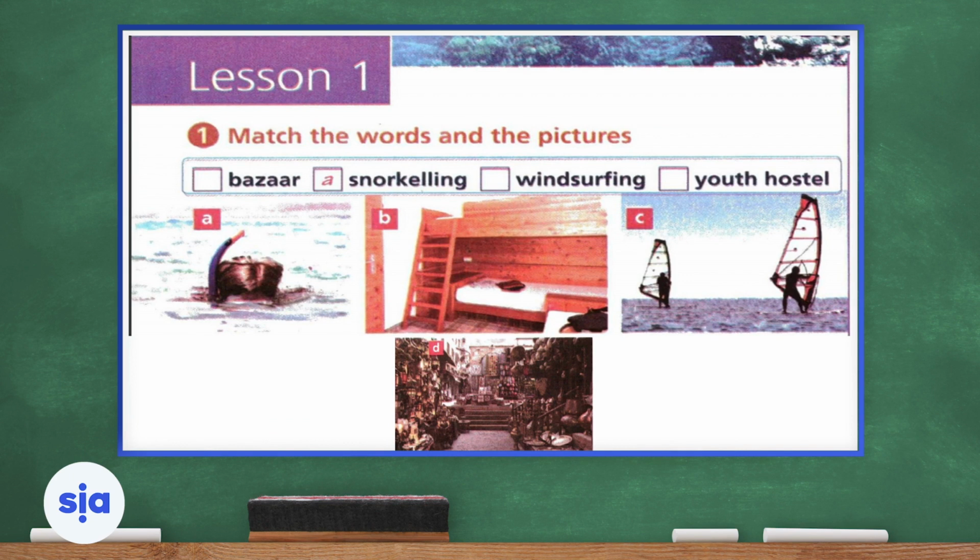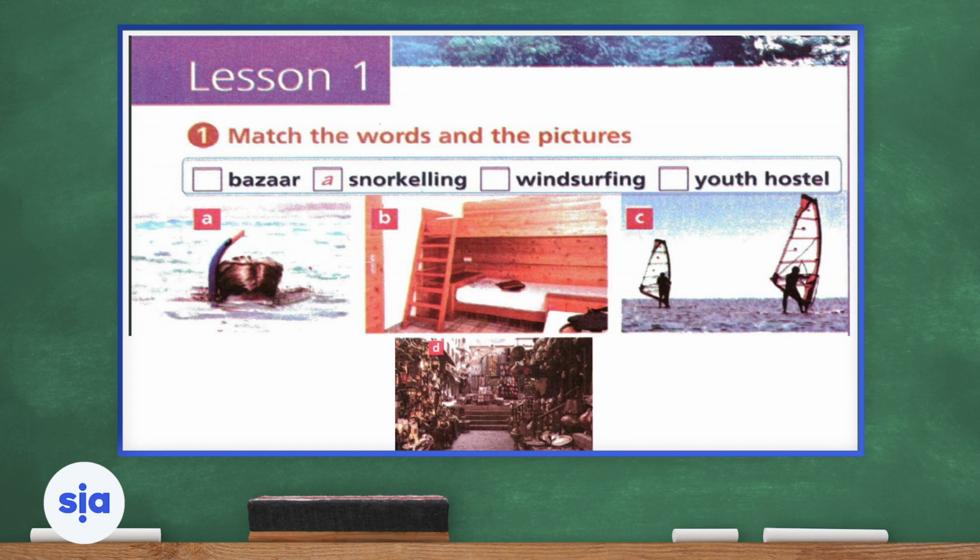The first one is done for us. So the first picture resembles a girl who is looking at some fish underwater. So try to think what kind of activity this is called. It's already written on the screen. You can read it, which is snorkeling. Can you say snorkeling? The other words are bazaar, windsurfing, and a youth hostel.